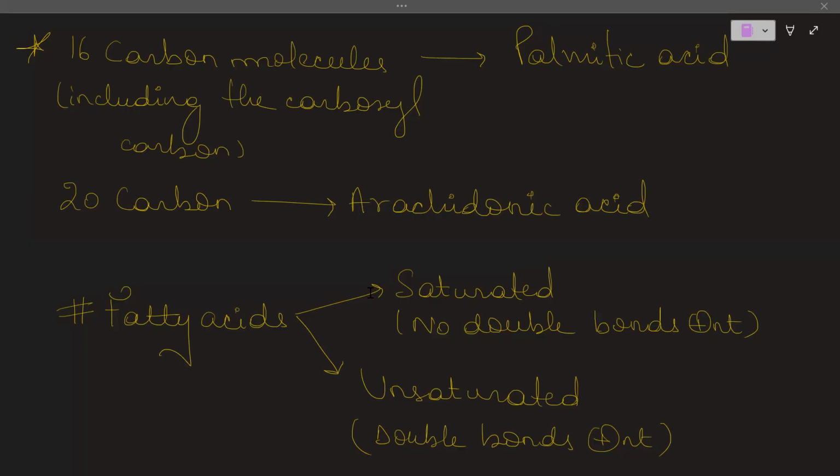What is written after no double bonds? That is a plus sign along with NT, which represents present. You can write present normally.